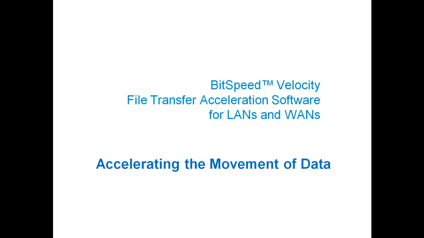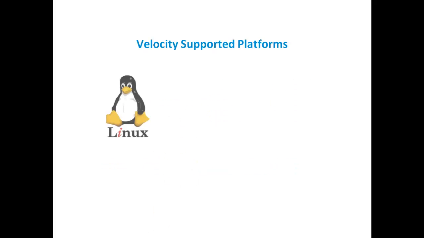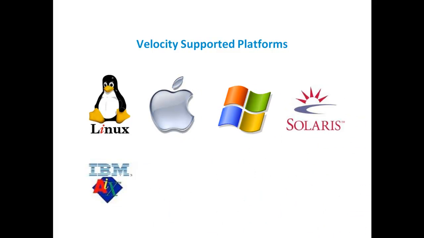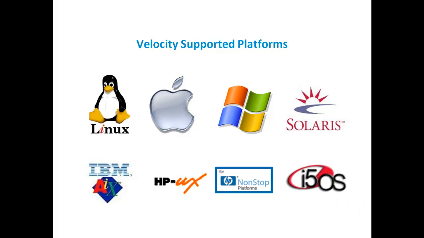Velocity is a program that optimizes and accelerates LAN, WAN, and satellite connections, allowing full utilization of available bandwidth regardless of latency. Velocity is implemented entirely in software, is available for all major platforms, and requires no changes to your operating environment or system kernel.